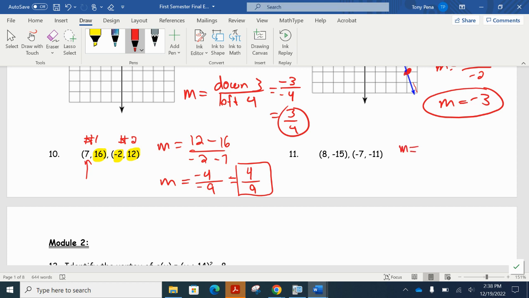All right, 11. The same thing. We just did the formula over here. Y2 minus Y1 over X2 minus X1. Second point, your y coordinate is this negative 11. So I'm going to replace that in right there. The first point, your y coordinate is a negative 15.